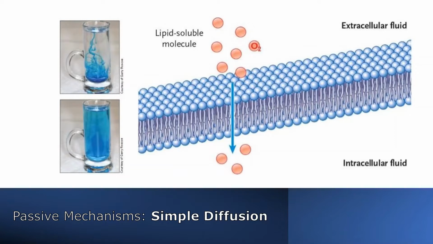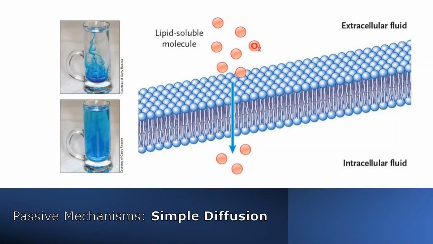There are different types of passive mechanisms. Yes, we can make the assumption that if we're talking passive, we have no ATP, and substances are moving down their gradient. But there are subclasses of these passive mechanisms. The first one is called simple diffusion. And it's called that because, quite frankly, it's simple. It's the easiest kind that we can talk about.